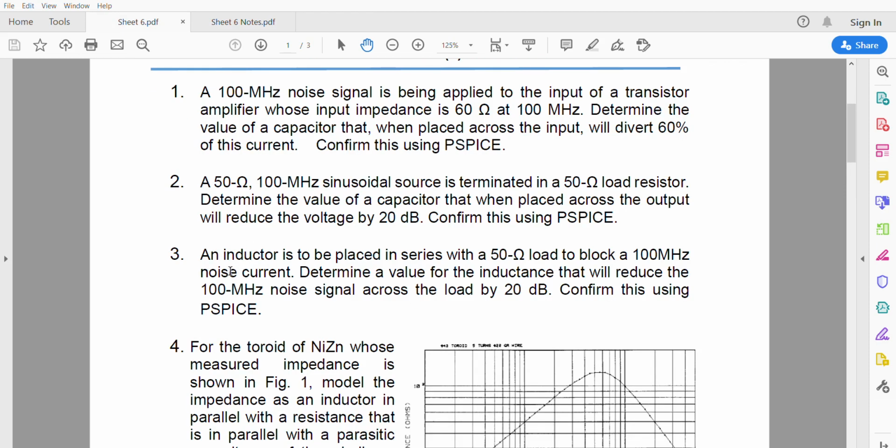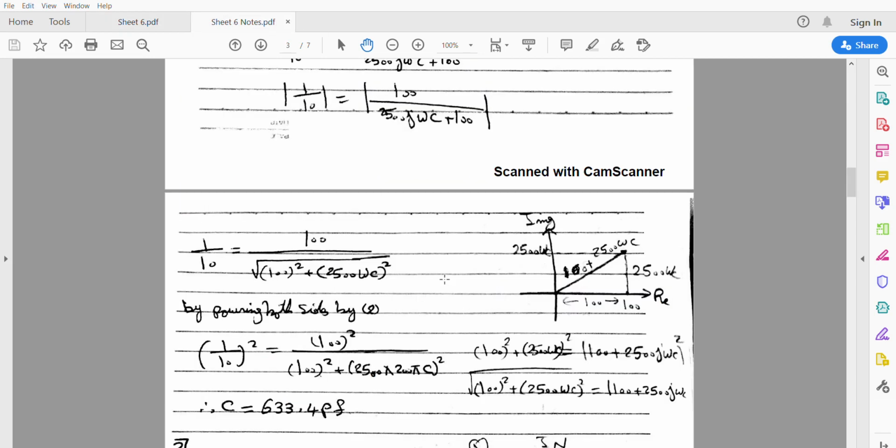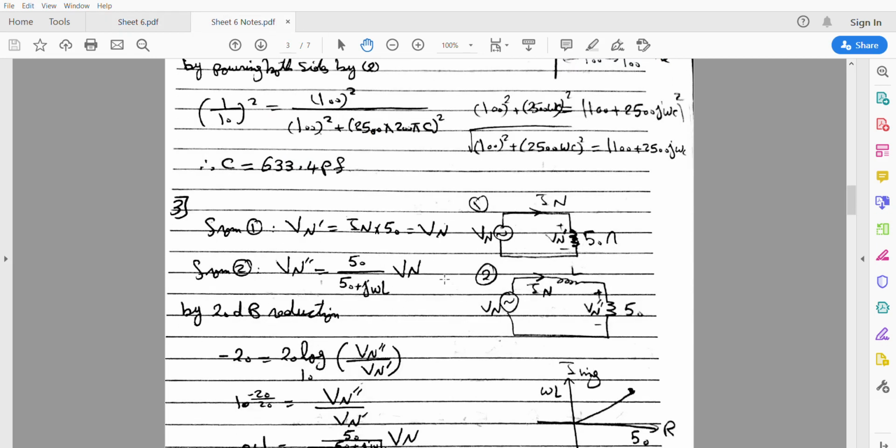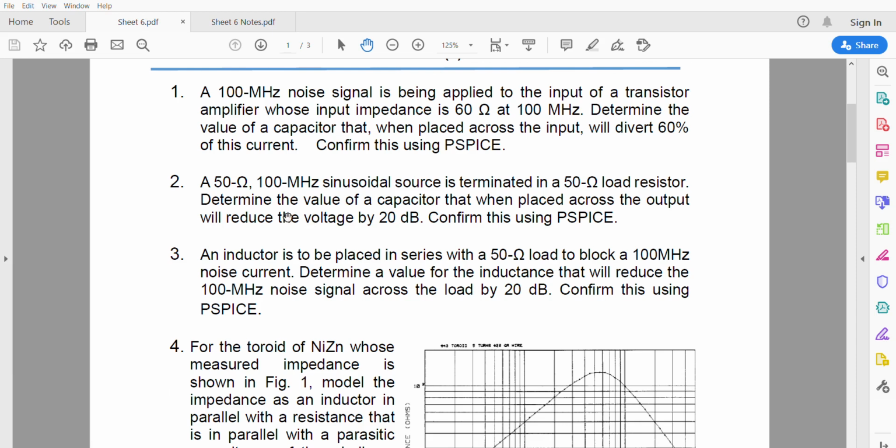Question number 3. An inductor is to be placed in series with a 50 ohm load to block a 100 MHz noise current. Determine a value for the inductance that will reduce the 100 MHz noise signal across the load by 20 dB. Again, so now we know we had two circuits. The first circuit is a simple circuit, just the noise voltage and inductor and resistors with 50 ohm, as mentioned here, at frequency 100 MHz.